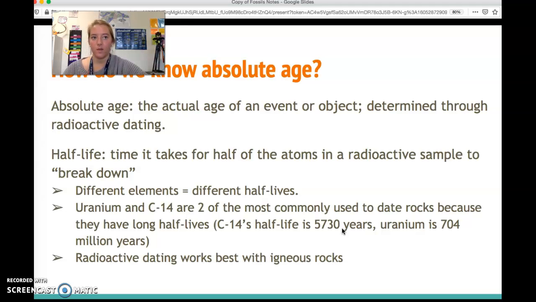It can work with metamorphic rocks, but we almost need all of the same substance. A metamorphic rock isn't necessarily all of the same substance as far as elements go, but an igneous rock is all the elements melted together like a melting pot. So think if you were melting crayons, for example.